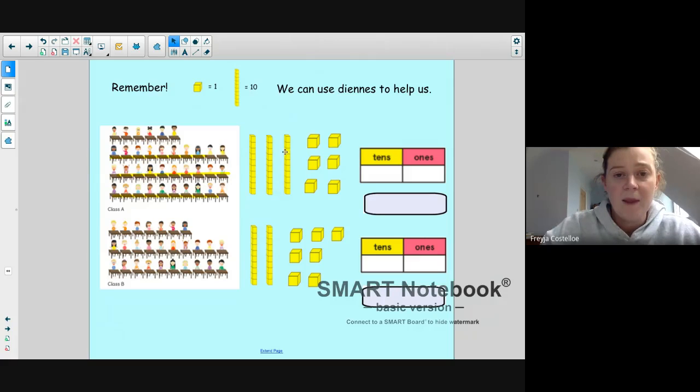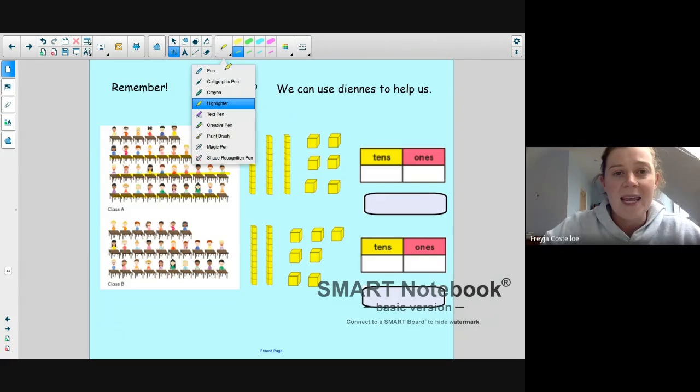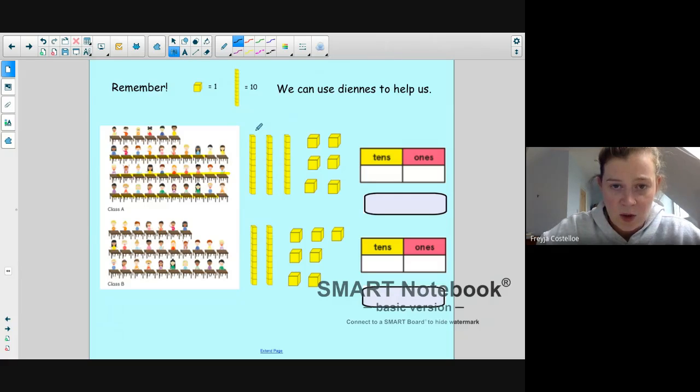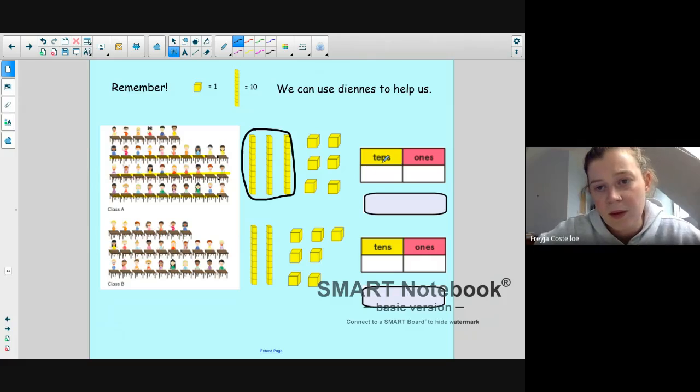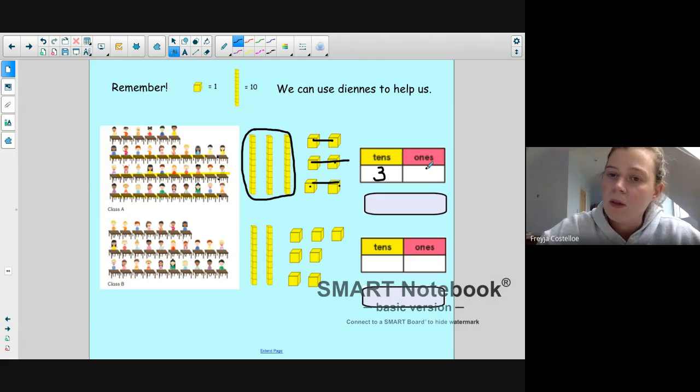So, how many tens do I have? I have got 3 tens, so in tens for class A: 1, 2, 3. I'm going to put that in my place value chart here. 3 tens, and how many ones do I have? 1, 2, 3, 4, 5, 6. Or I can count in my twos, can't I? 2, 4, 6. So I've got 6 ones, 36, lovely.